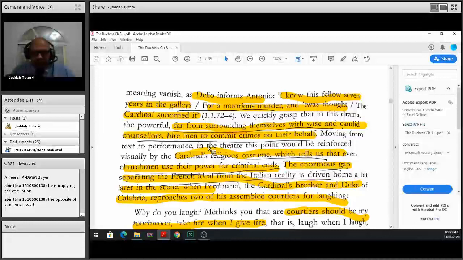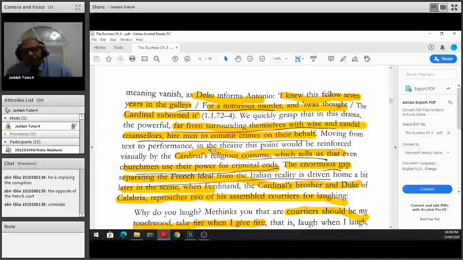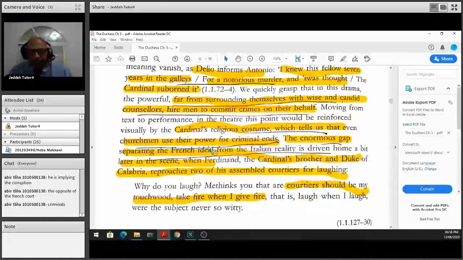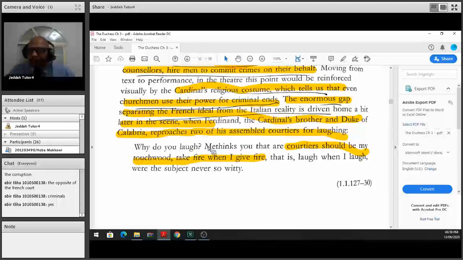So if you compare this to what is happening in the French royal court, obviously you can get the idea that the Malfi court is corrupt. If one member of the royal family is commissioning one of the courtiers to go and commit a murder, obviously we have corruption and we have issues. So we quickly grasp that in this drama, the powerful, far from surrounding themselves with wise and candid counselors, hire men to commit crimes on their behalf. And this is exactly what the cardinal did, right?